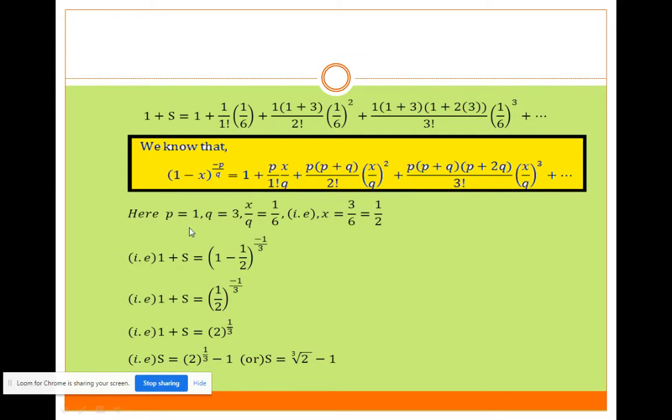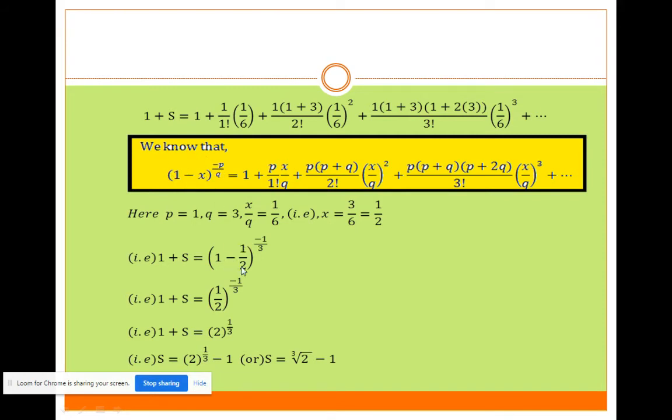So here instead of p, what value do we have? p is equal to 1. What is q? q is equal to 3. Here it is written p into p plus q, so q is equal to 3. What is the value of x by q? x by q is equal to 1 by 6. 1 by 6 means x is equal to q by 6, that is, q is equal to 3, so 3 by 6, that is equal to 1 by 2. So instead of this expansion, we can just replace it by this formula, 1 minus x to the whole power minus p by q.